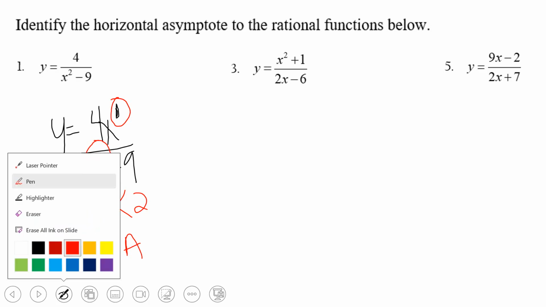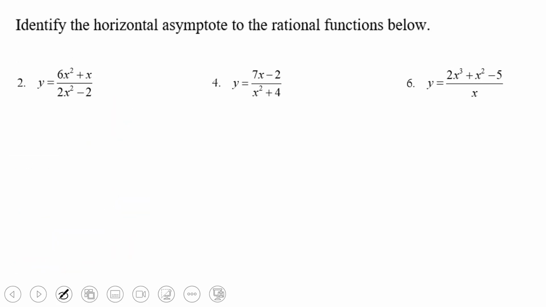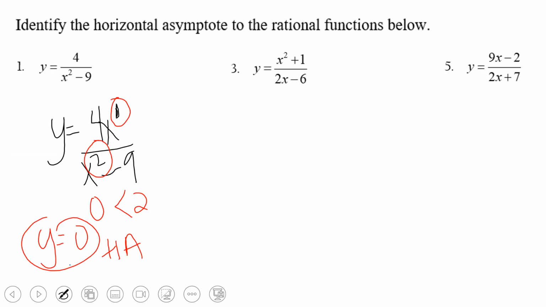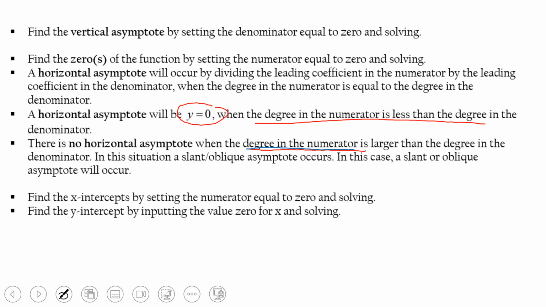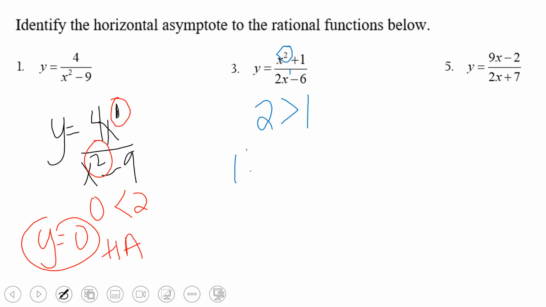Okay, in example number 3, we're going to skip, by the way, and do 2, 4, 6 on the next slide. In example number 3, we have a degree of 2 in the numerator and a degree of 1 in the denominator. So 2 is greater than 1. In this case, the degree is larger in the numerator. When the degree is larger in the numerator, no horizontal asymptote exists. So our horizontal asymptote does not exist for example number 3.